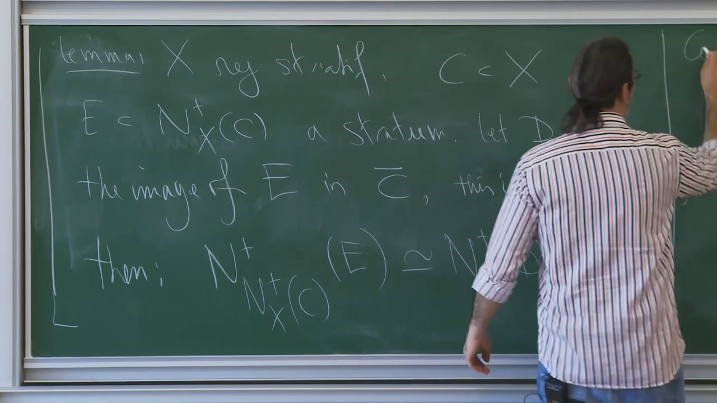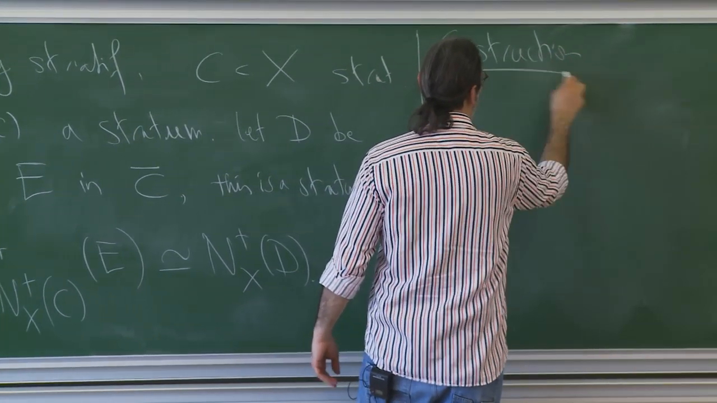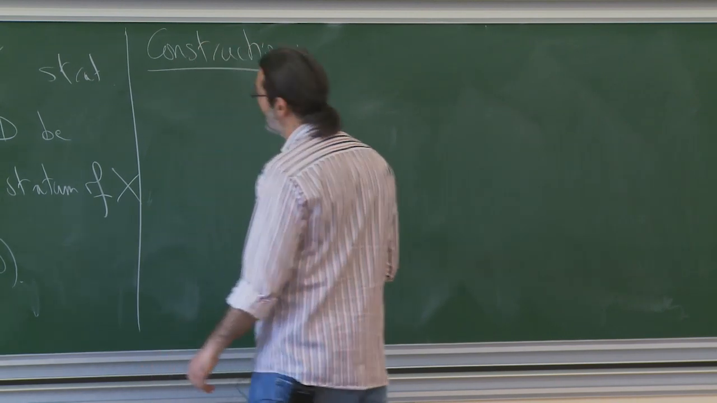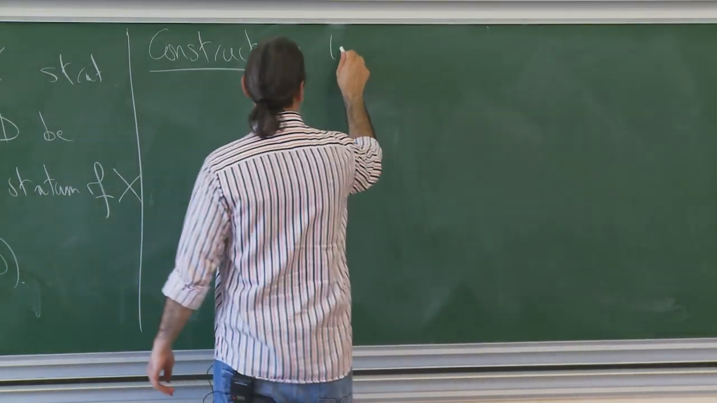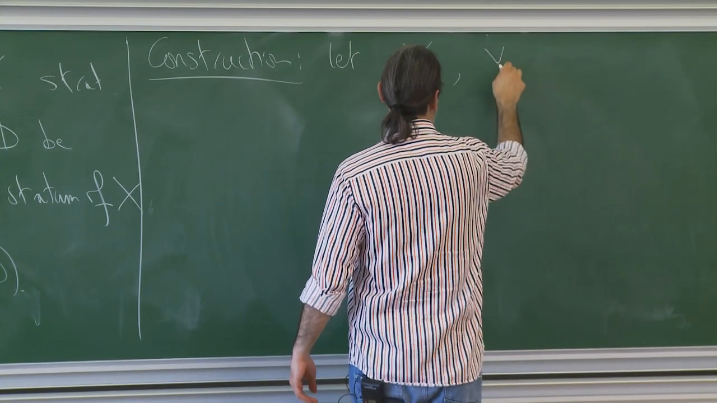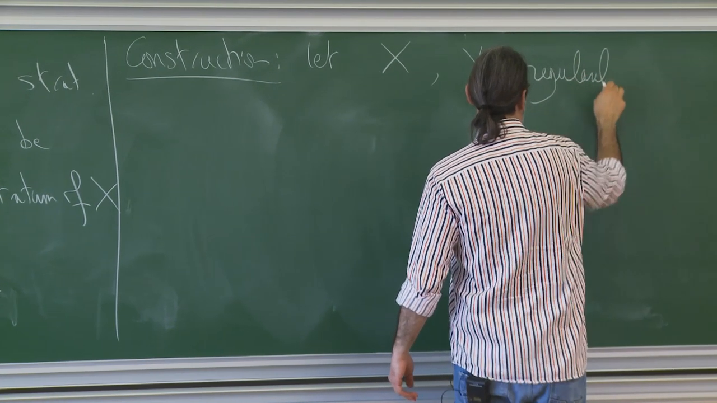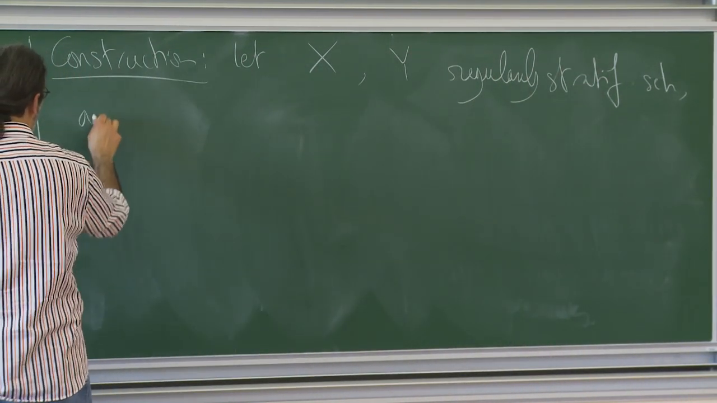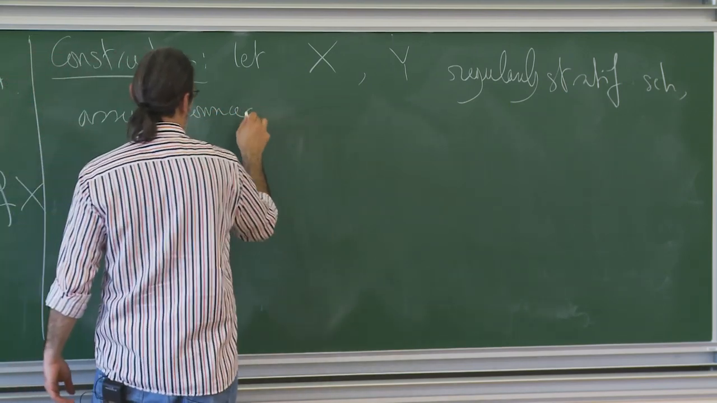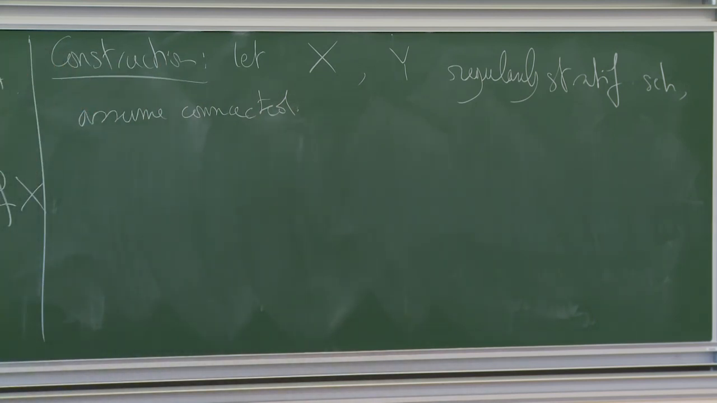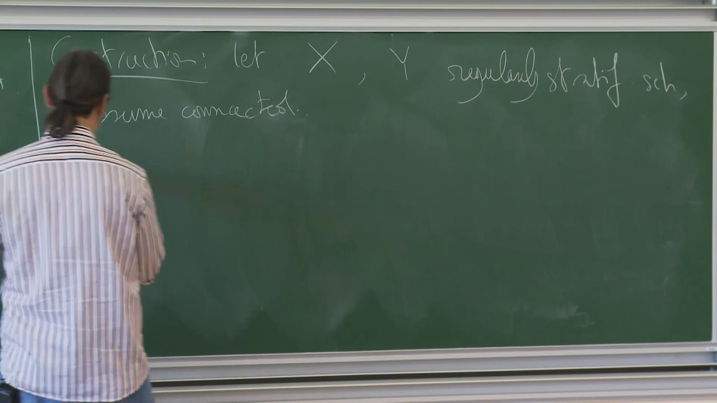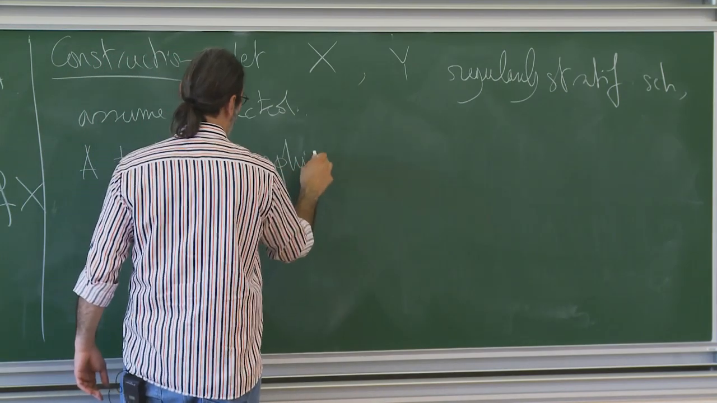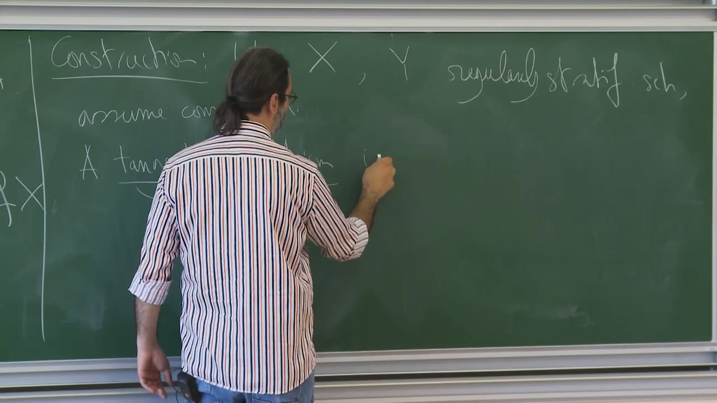So here's a construction that will be important for us. So I first maybe define what I call a tangential morphism. So let us take two regularly stratified schemes X and Y, which are assumed to be connected. It's not important, but I think it's natural to do this. So I assume them to be connected. So a tangential morphism from X to Y is a pair.